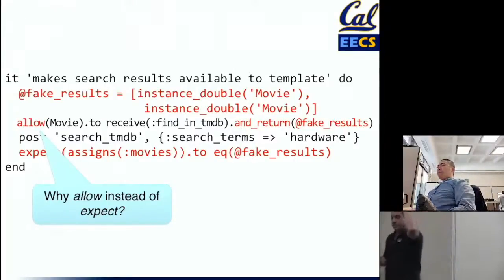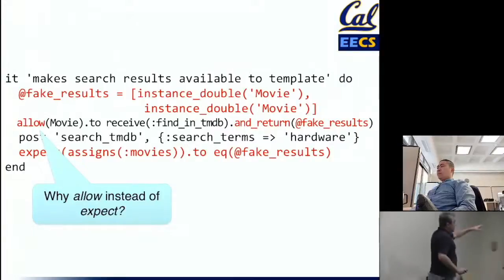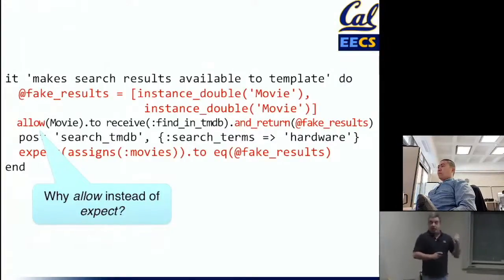Go for it. Maybe with expect, then it's like false if it doesn't happen, whereas with allow, then it's... Exactly right. So if I say expect movie to receive some function call, then it is an error if the test finishes and it hasn't received that call.